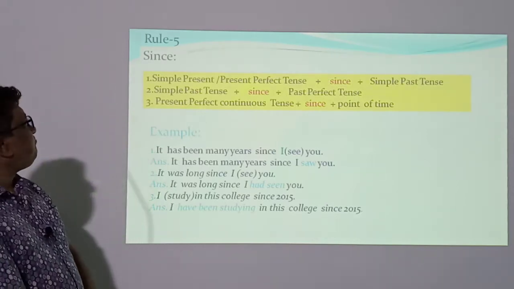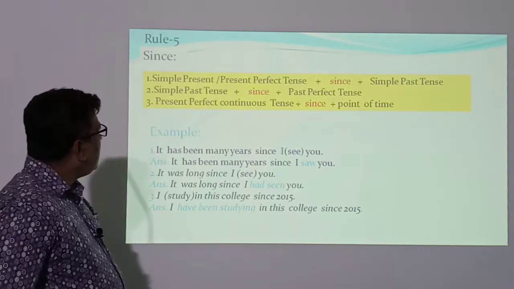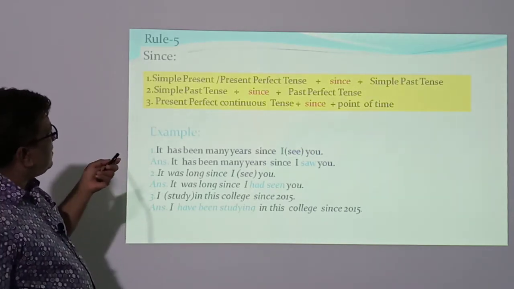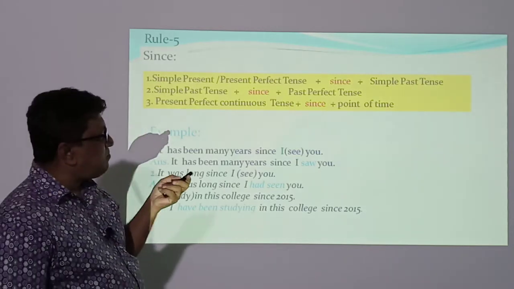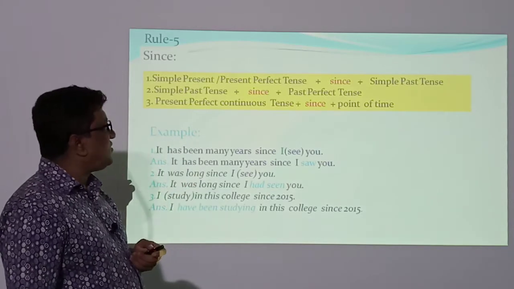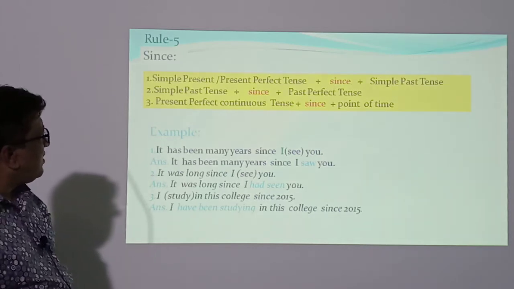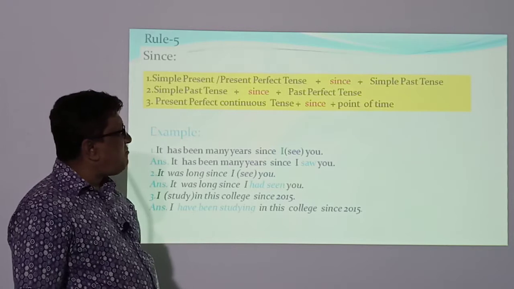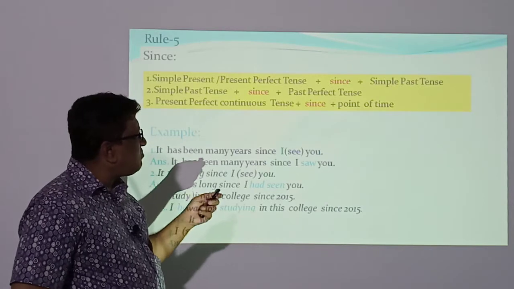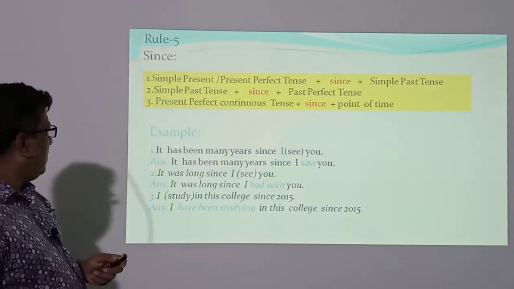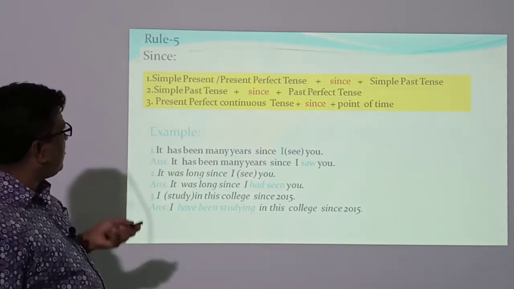Rule number 5: since. We can notice three types of use of since. Number 1: simple present or present perfect tense plus since plus simple past tense. Number 2: simple past tense plus since plus past perfect tense. Number 3: present perfect continuous tense plus since plus point of time. So we will take three examples to clarify these three points.